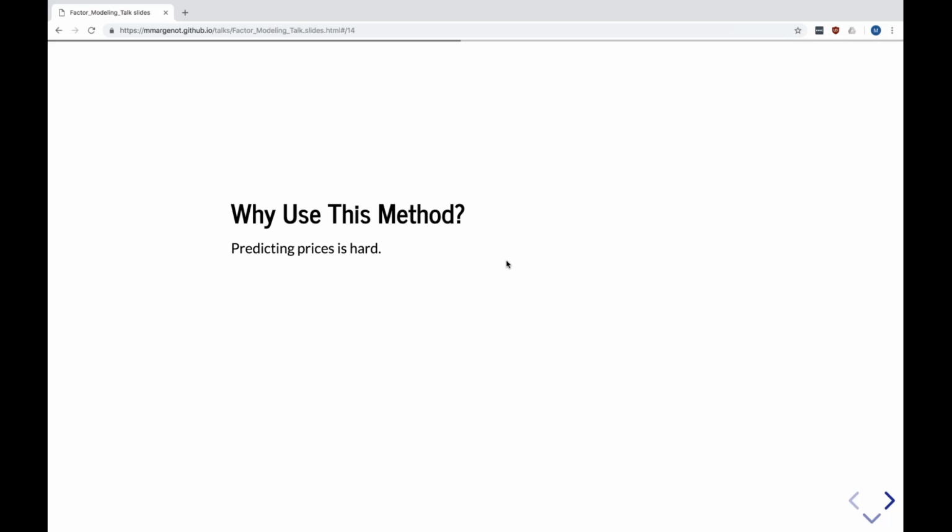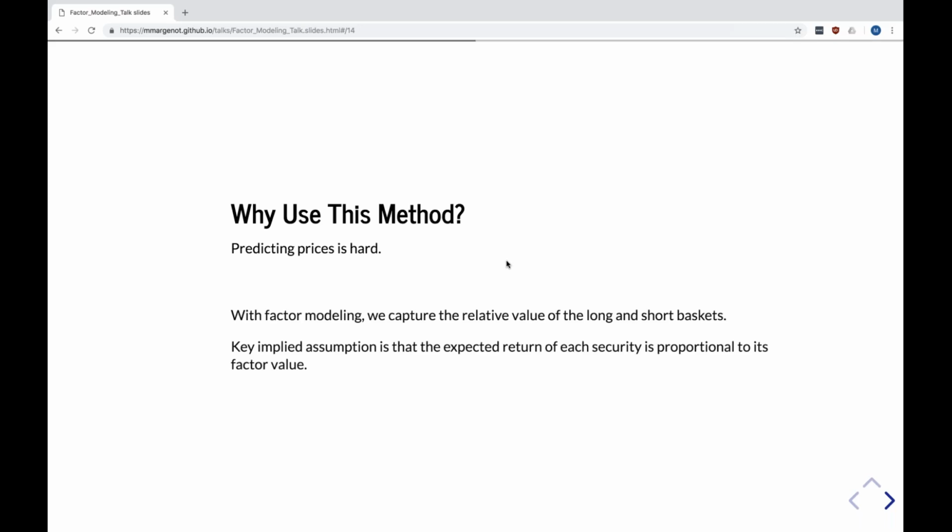So we're getting around this by doing something different. We're not trying to predict prices. We're instead trying to capture this relative value of the long and short baskets. And again, the key implied assumption is that the expected return of each security is proportional to the factor value. As long as these baskets spread apart from each other, we're going to make some sort of return as constructed. And that's a lot more convenient than trying to directly predict a price, right? This is a lot easier to put together.